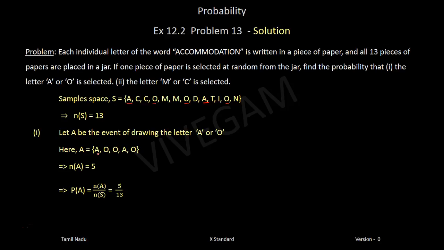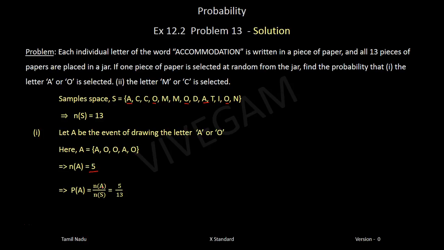How many outcomes are there? 1, 2, 3, 4, 5. 5 outcomes out of the total 13 are favorable to our case because we are defining the event as drawing the letter A or O. Suppose you define only A, how many outcomes will be favorable? You will have only 1 and 2. And if you define O, it will be 1, 2 and 3, 3 outcomes only. But since we are defining the outcome as favorable to us as A or O, you are getting 5 outcomes. So what is the probability of A?